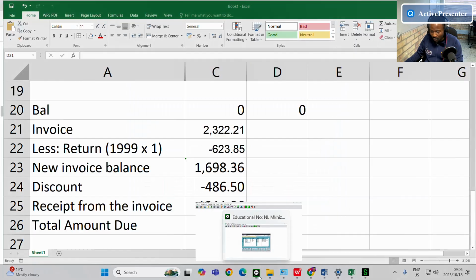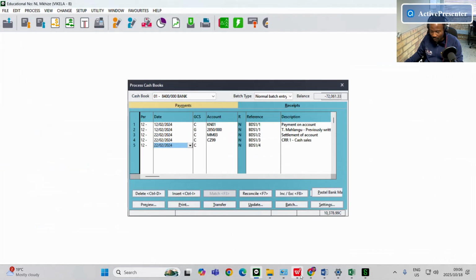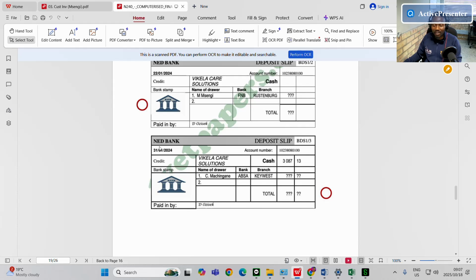So the third deposit slip is on the 31st. Oh, it's not valid. It's supposed to be 29. Yeah, guys, there is no 31st in February, which is why we are supposed to do this deposit slip on the 29th. This is February and it ends on the 29th. So yeah, that's the mistake of the examiner.